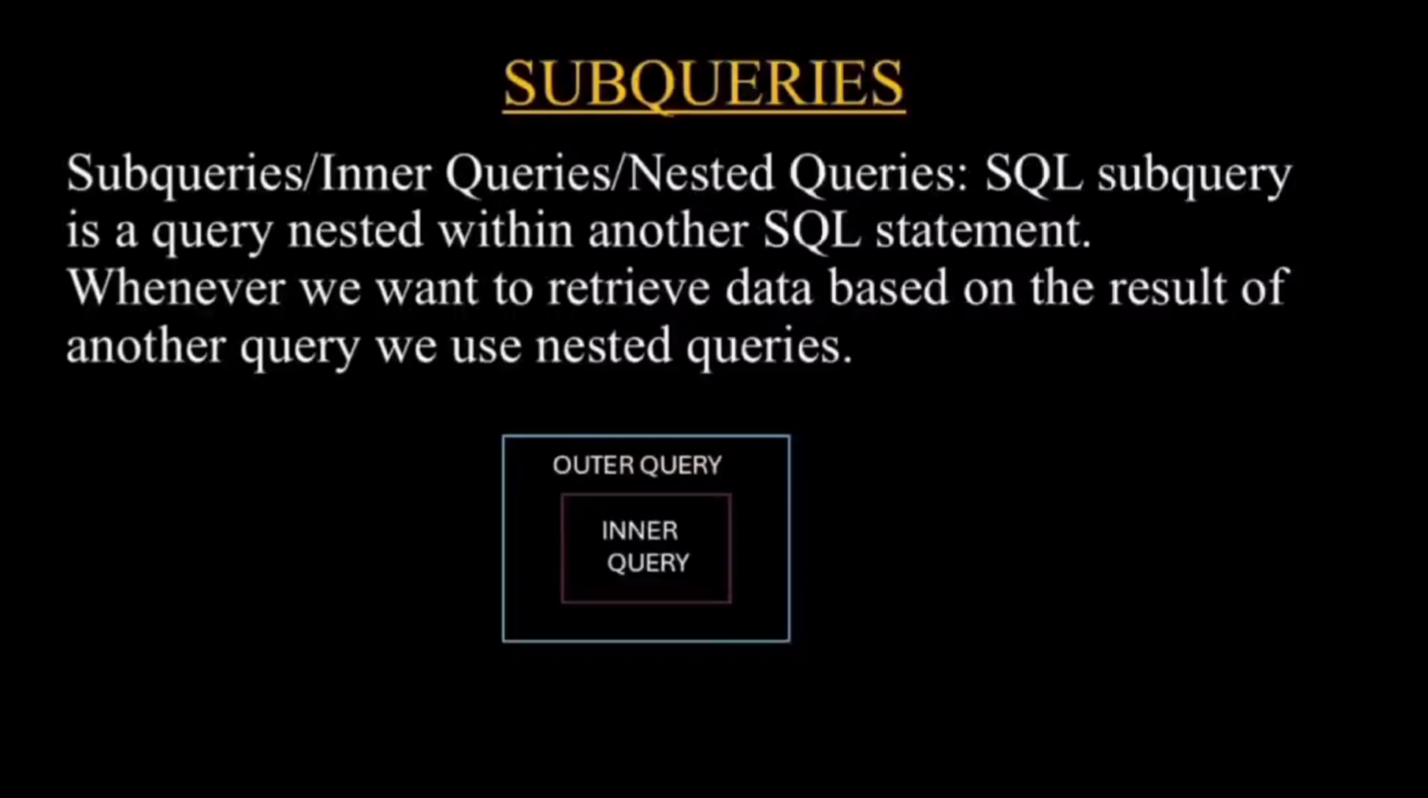An SQL subquery is a query nested within another SQL statement. Whenever we want to retrieve data based on the result of another query, we use a nested query. Imagine you have two queries Q1 and Q2. Q1 is the main query and Q2 defines the subquery inside Q1. The subquery Q2 gives some result, say R2, and the main query Q1 then uses this result to do further operations. This is useful when you want to get updated data without having to manually change your queries every time something in your data changes.